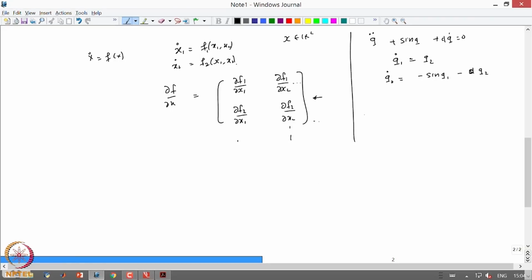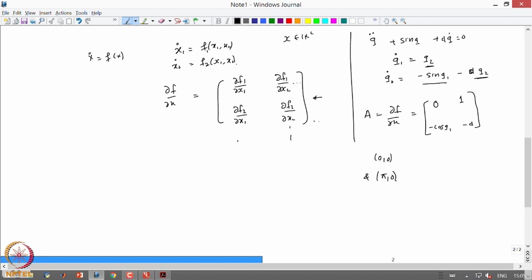Now let me compute the A matrix for this. A is df by dx evaluated at the equilibrium point. Here x1, x2 are q1, q2. I am looking at the partial derivative of f1 with respect to q1, that is 0, and with respect to q2, that is 1. The partial derivative of the second term with respect to q1 will appear here as minus cos q1, and with respect to q2 will appear here as minus d. And now I compute this at (0, 0) and (pi, 0).